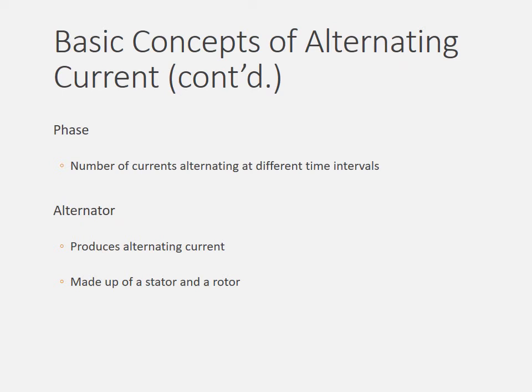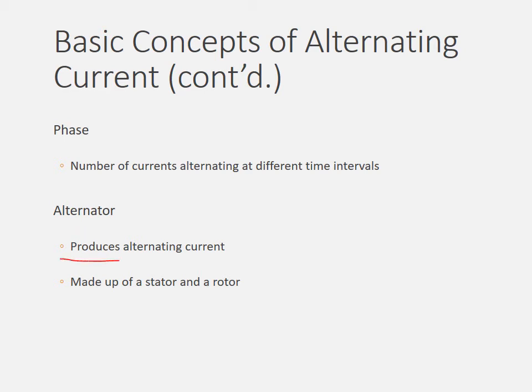Phase. What is a phase? A phase is basically a current. So it's the number of currents alternating at different time intervals, so we can produce more within one voltage. That sounds really amazing. Let's look at it. I have a picture to represent that.